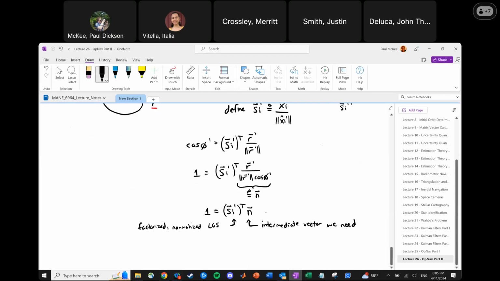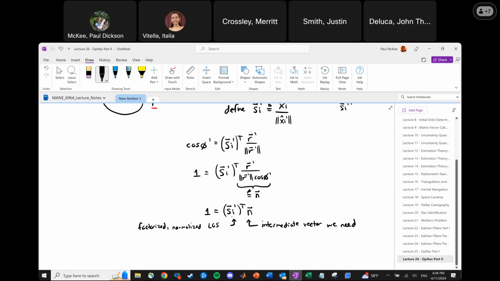It's worth pausing to think about what this means. So the line of sight direction from the spacecraft to a limb point, which has been factorized and normalized, but ultimately it's a direction, and some intermediate vector n that we'd like to solve for. Okay, we can solve this problem. So let's assume that n is the key to our problem, which it kind of is. N contains information about our position as well as other stuff, but we would like n.